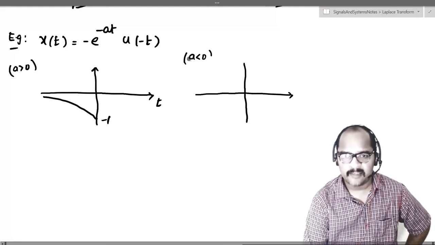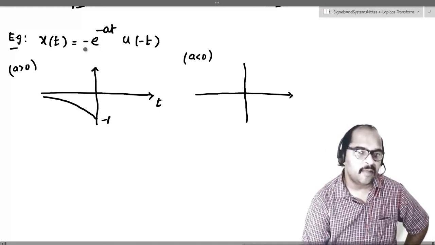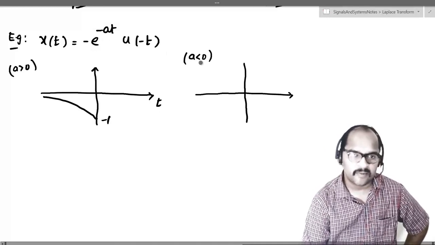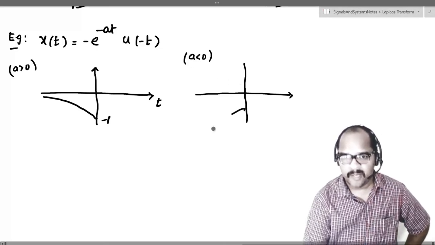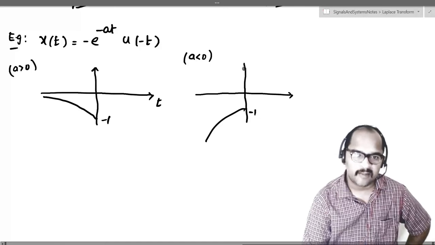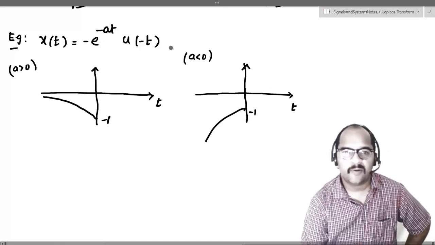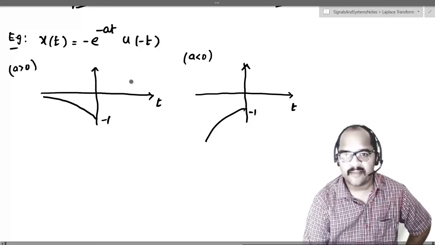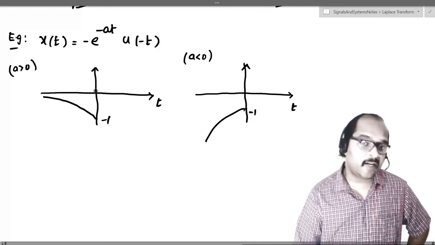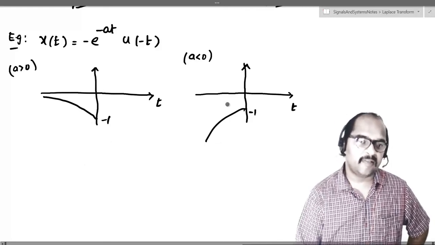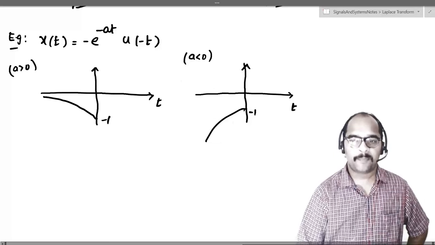Similarly, how does the plot look when a is less than 0? Let's say a is minus 1. So this is e power t u of minus t multiplied with minus 1. E power t u of minus t will look like this, multiplied with minus 1, and hence it looks like this. So this is the plot of minus e power minus a t u of minus t when a is less than 0. For which case does the Fourier transform exist? Fourier transform exists for this case, but the Laplace transform will exist for both cases.